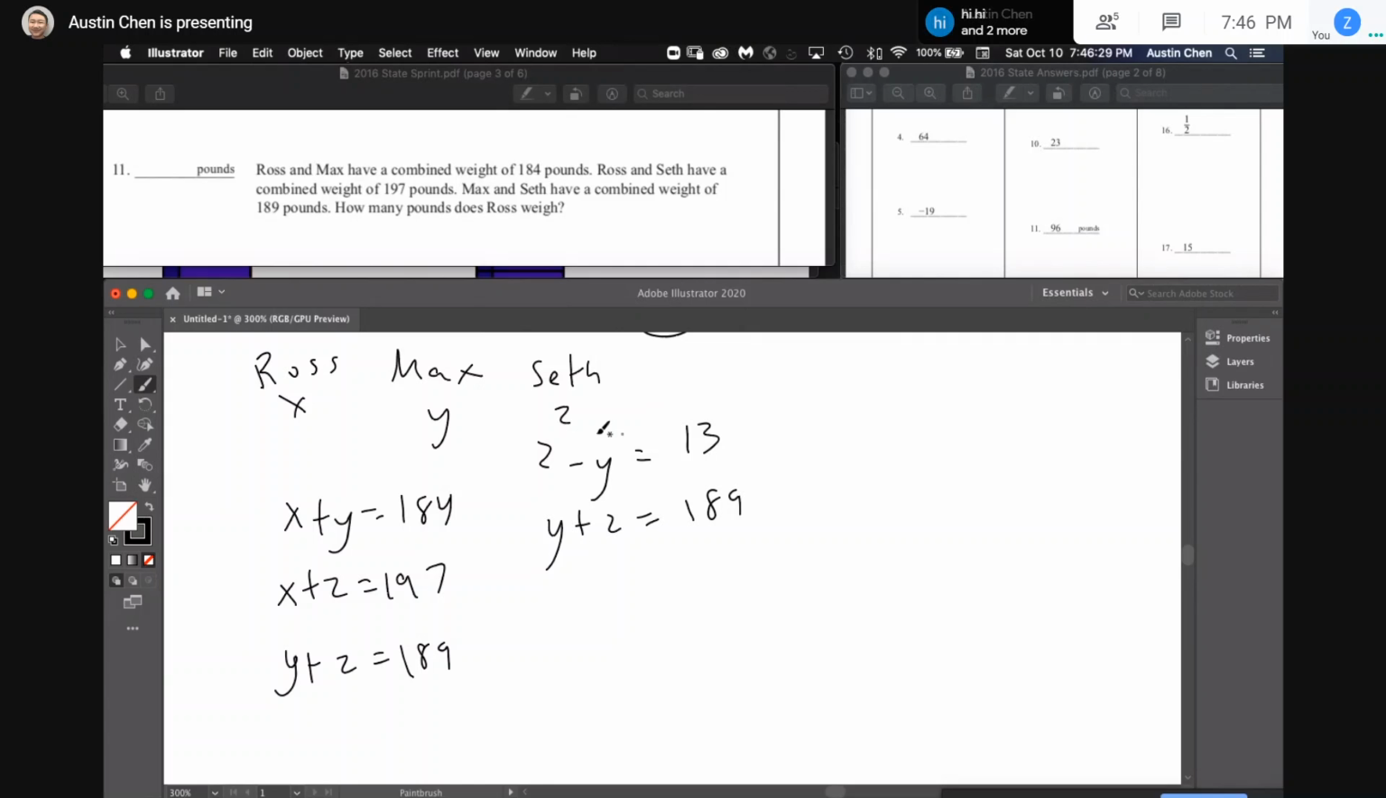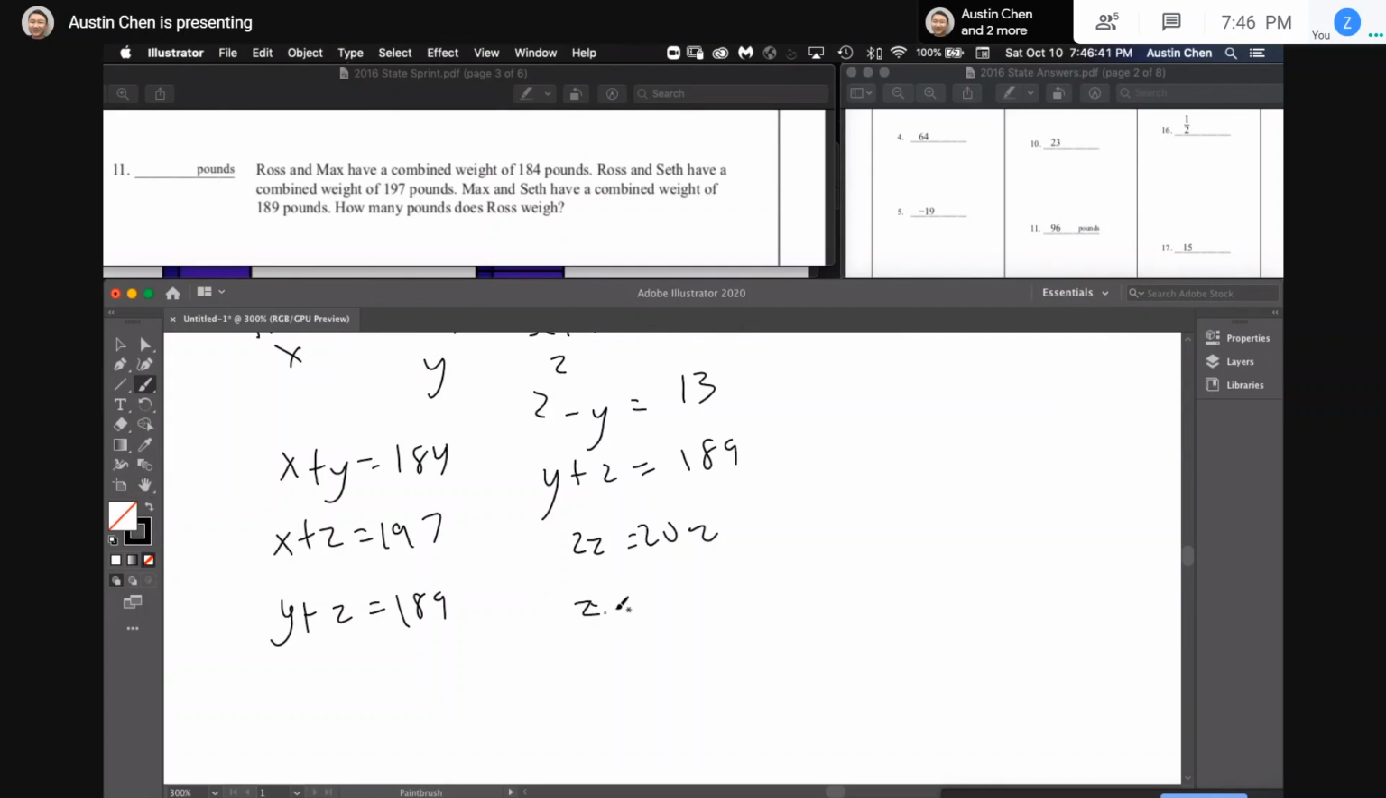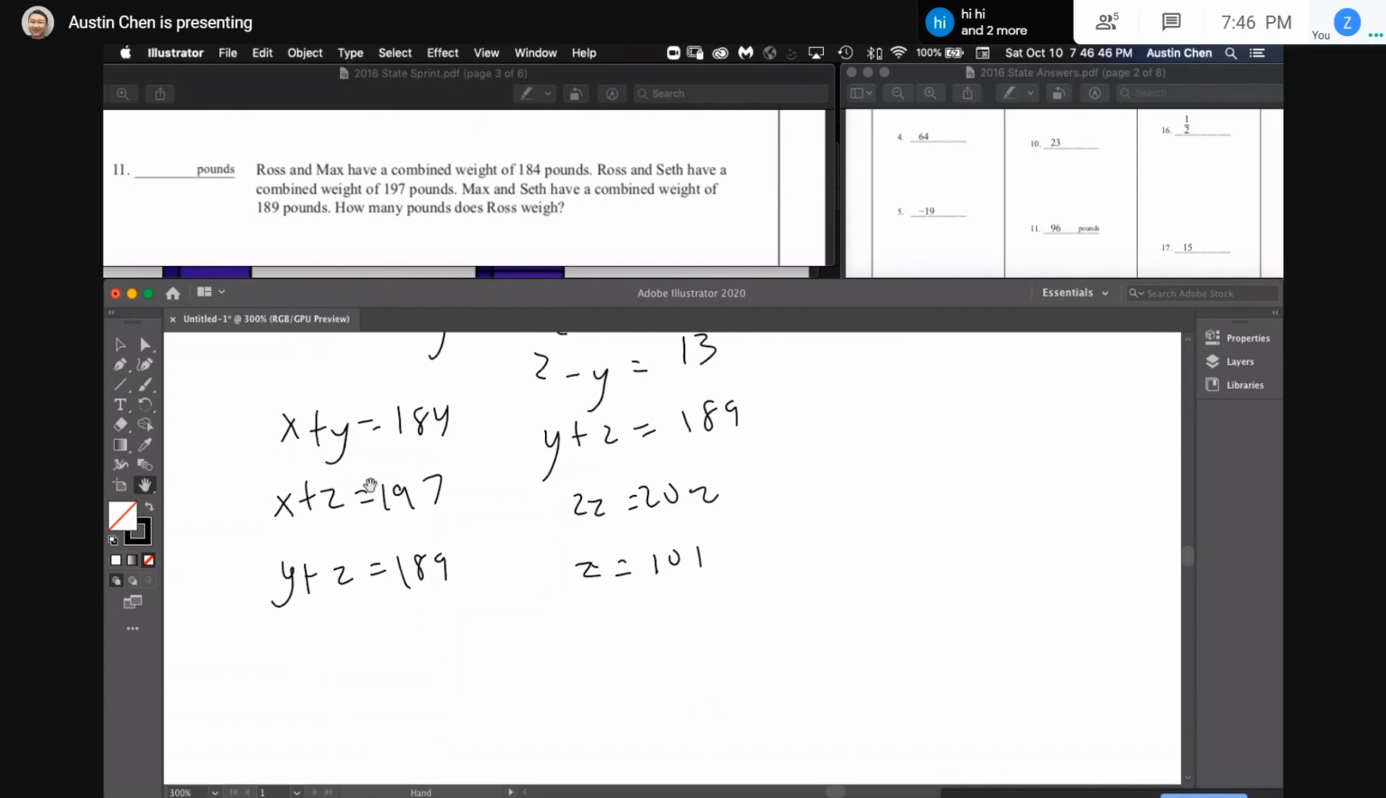So what can we do here? We can add both equations, so we have 2z equals 13 plus 189, which is 202. So z is 202 divided by 2, which is 101. Now you can use these to solve for x and y. x is 187 minus 101, which is 96, and y is 189 minus 101, which is 88. Again, you can solve this in a bunch of ways.